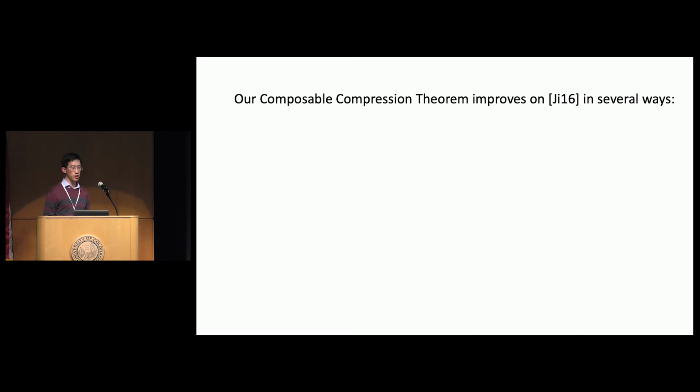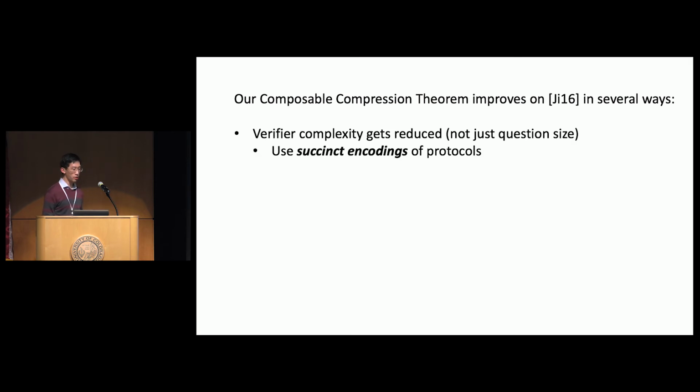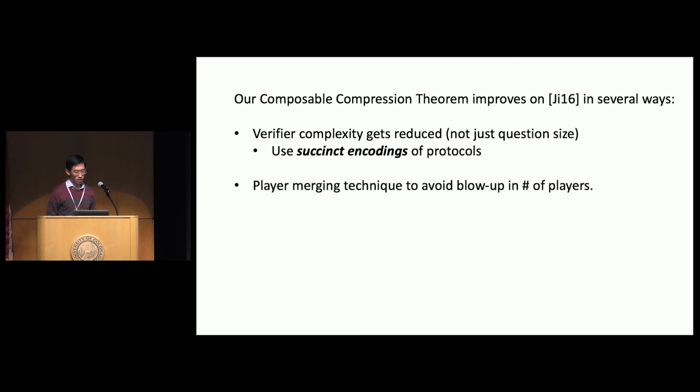So our composable compression theorem improves on Jiangfeng Ji's results in several ways. The first thing is that the verifier complexity actually does get reduced, not just the question size. The main tool we use to do this is a way of performing succinct encodings of protocols. I won't talk too much about that. The other thing is, we avoid this blow up in the number of players by constructing a player merging technique. Okay.